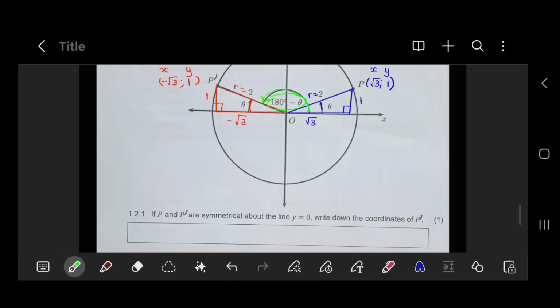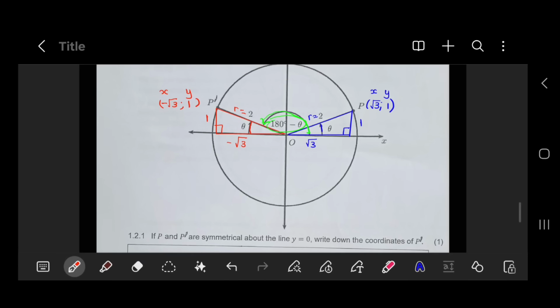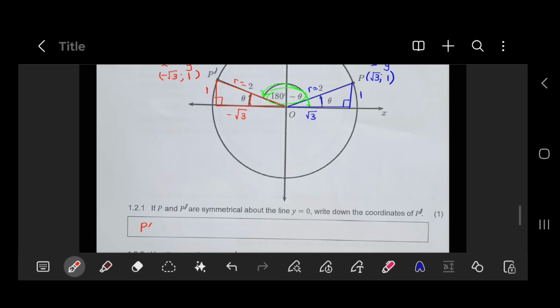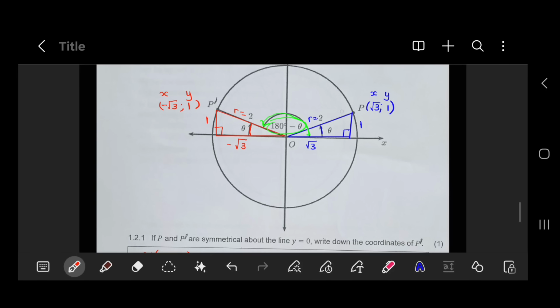1.2.1 says if P and the image of P are symmetrical about the line y equals 0, write down the coordinates of the image of P. We have already discussed this and we've already got it. The coordinates of P image are going to be negative square root 3 and 1. And remember, this is a bit of functions application with reflections. When we are reflecting coordinates over the x-axis, y becomes negative. When we are reflecting coordinates over the y-axis, x becomes negative, like what we had in this case.